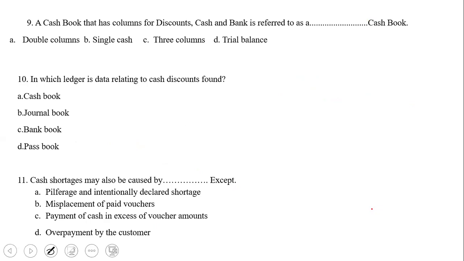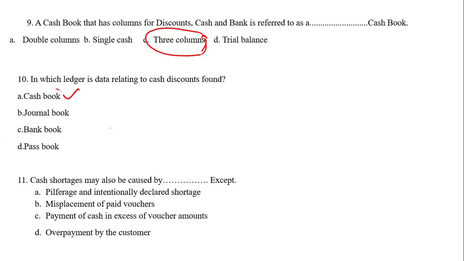A cash book that has discounts is called a three-column cash book, which will give you the identification. In which ledger is data relating to cash discount found? You need to be very careful: in which ledger? When you are looking at that, the only ledger where you're going to see that is in our books.